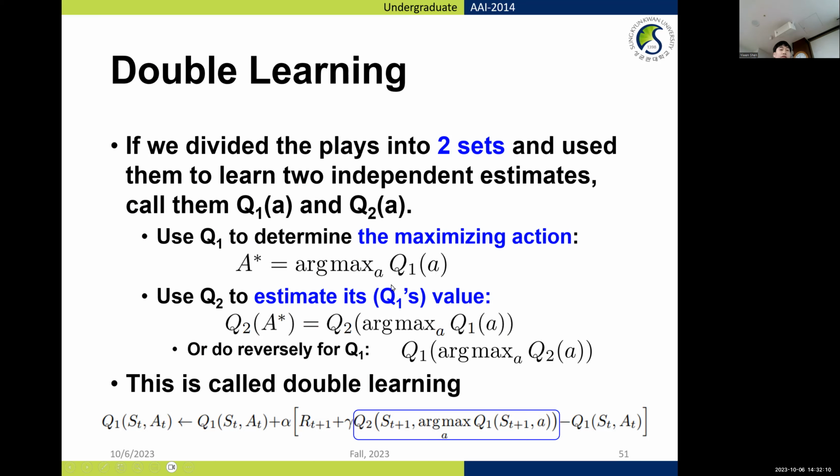They can use either Q1 to update Q2 or Q2 to update Q1. Sometimes Q1 keeps updating Q2, sometimes Q2 updates Q1. So the two action values update each other mutually. They have some probability to update. We call this double learning.